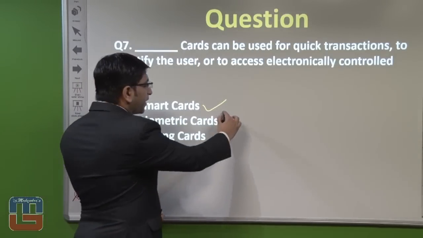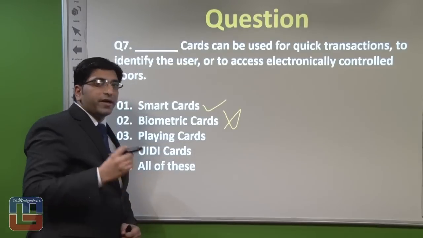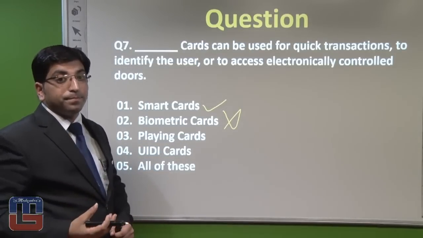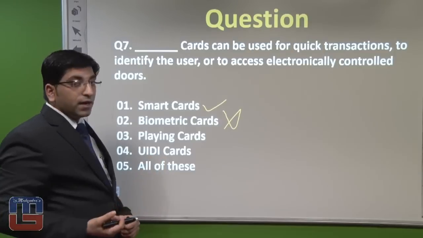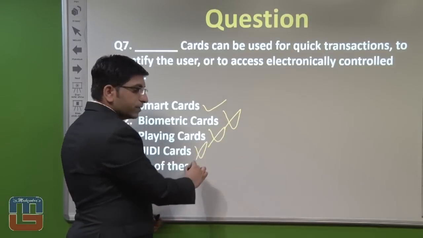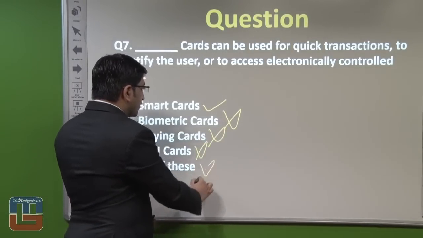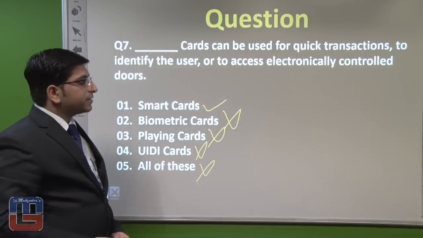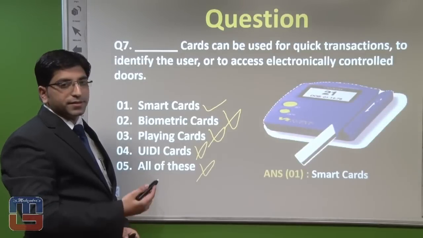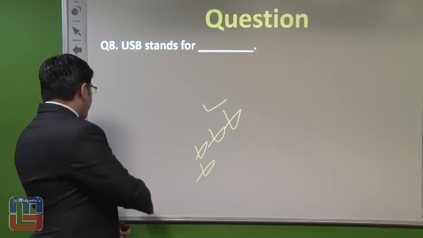So, biometric card, no. This is used for identifying the person, and it is used for security purposes. Playing cards, no. UID cards, of course not. So the right answer is smart cards. Let's check the answer first. Yes, this is the right answer. Next question.